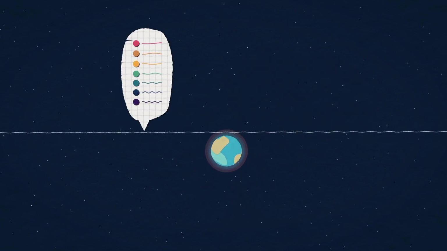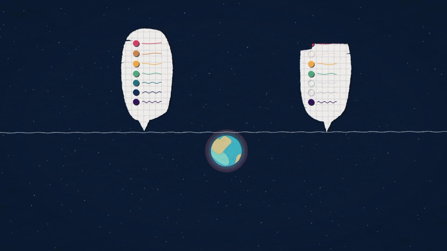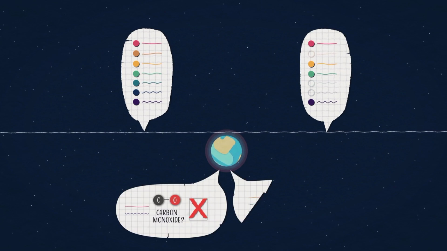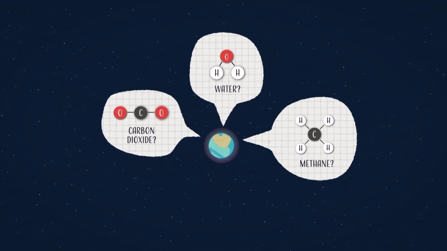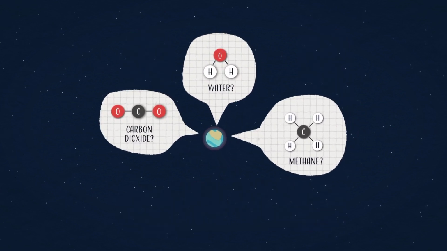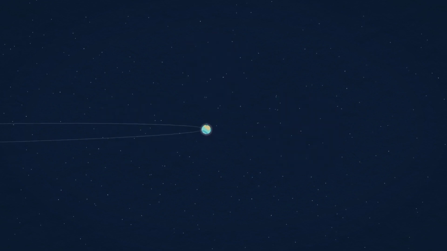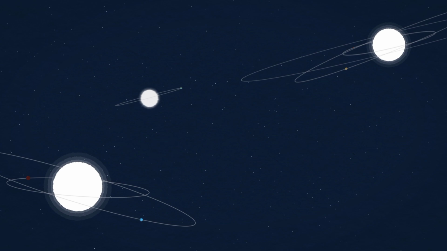So when we look at that planet in front of the star, some of the wavelengths of the starlight will be missing, depending on which molecules are in the atmosphere of the planet. Learning about the atmospheres of other worlds is how we identify those that could potentially support life, bringing us another step closer to answering one of humanity's oldest questions: are we alone?